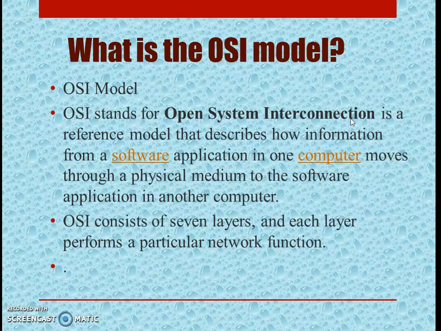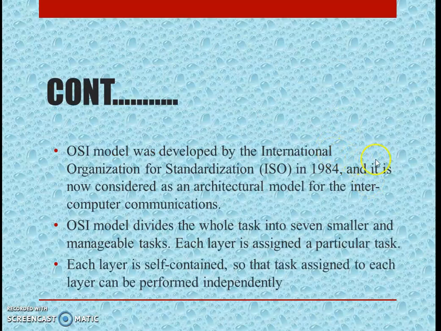It consists of 7 layers and each layer performs a particular function. This transmission is a task that is divided into 7 smaller subtasks. These tasks are given to the 7 layers in this OSI model. Each task is performed independently in this model.